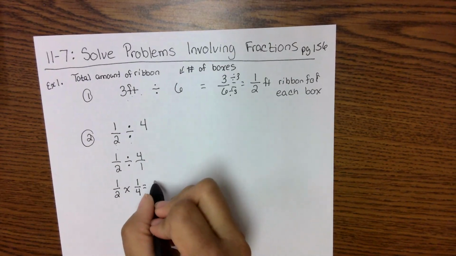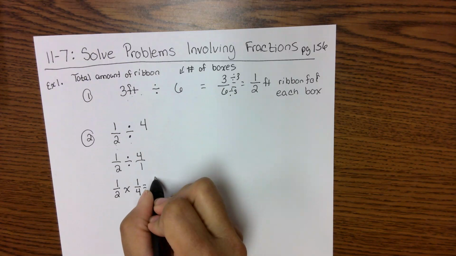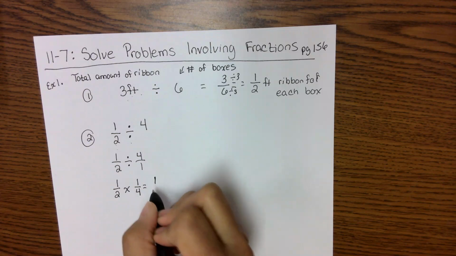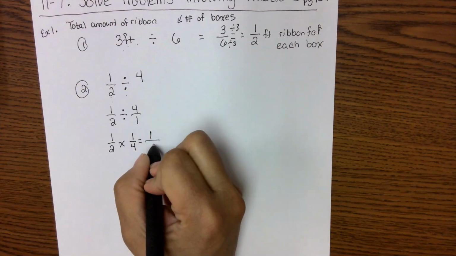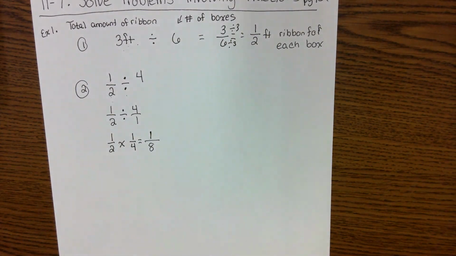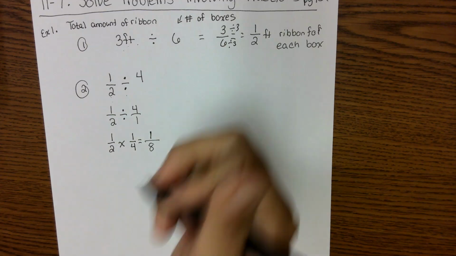1 times 1 is what? We don't know what 1 times 1 is? 1. And 2 times 4 is what? 8. So on her boxes, the 4 sides that she wants to have ribbon on, each side will have 1/8 of a foot of ribbon.